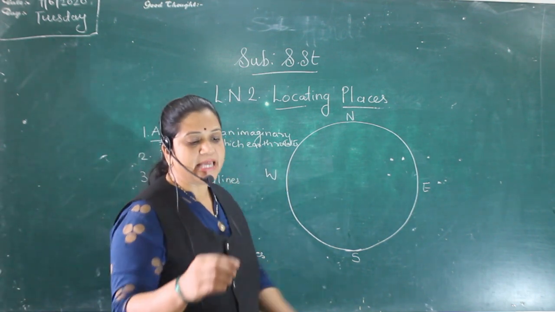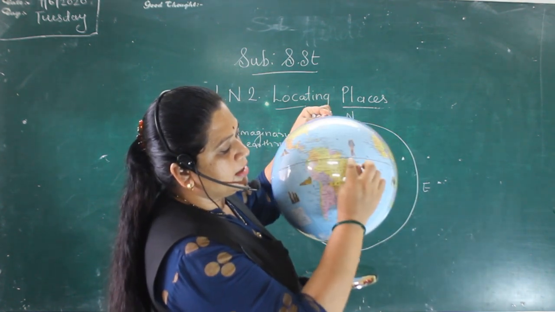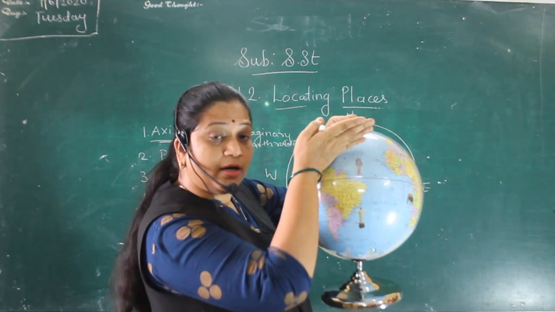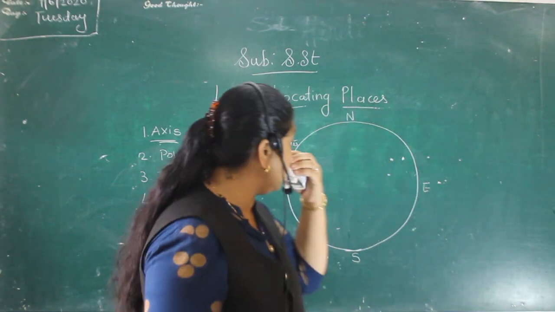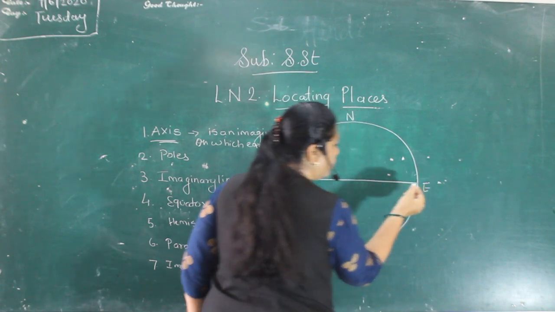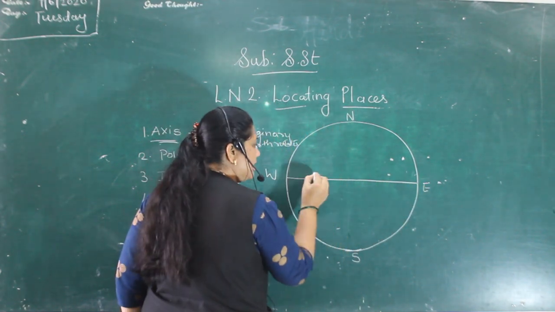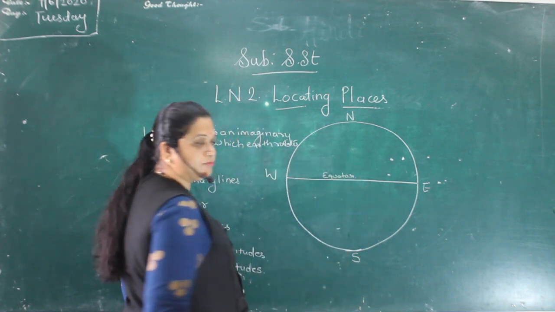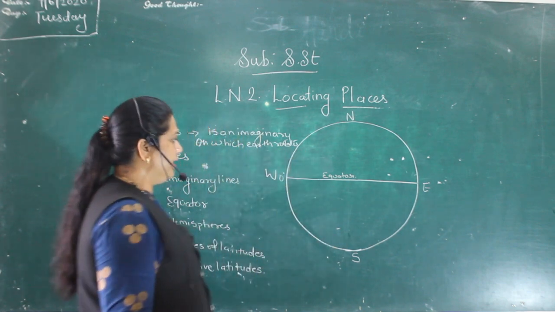Now you can see an imaginary line. See here children, can you see this line? What is this line? This line divides the earth into two parts. Let us see what this is. The imaginary line which runs exactly through the middle of the earth is called the equator. Okay, and it is marked as 0 degree.